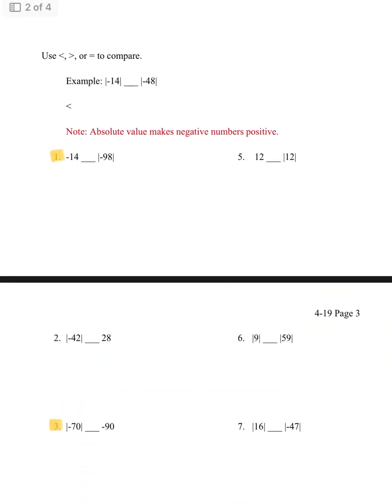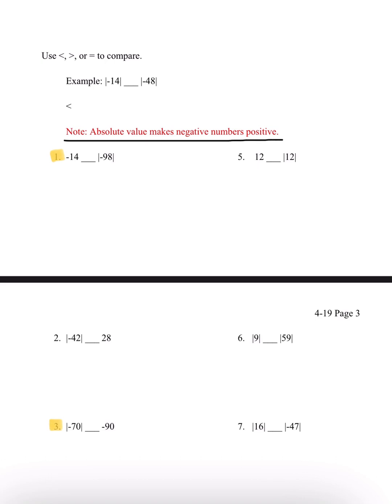Moving on, it says use greater than, less than, or equal to compare. In our example, we have some negative absolute values. So we have negative 14 and negative 48. And don't forget to read the note. It says absolute value makes negative numbers positive.